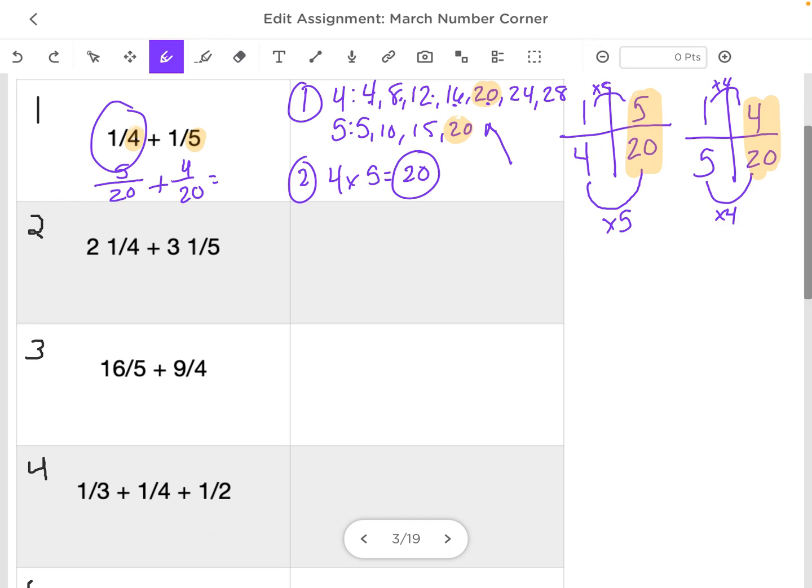Now, when you add fractions, remember your denominator stays the same. So our denominator is going to be 20. And all we have to do is add our numerators. 5 plus 4, which equals 9.